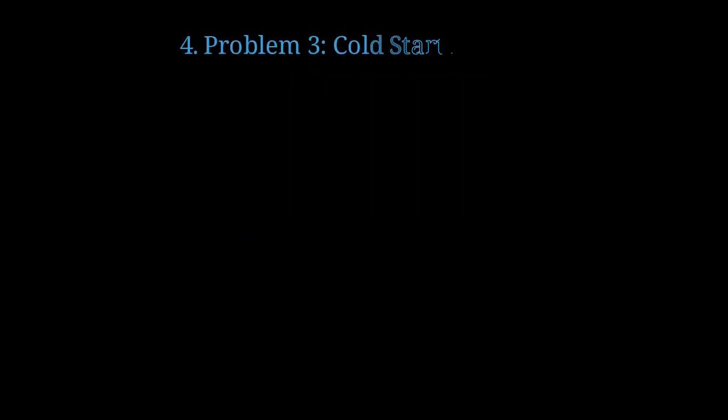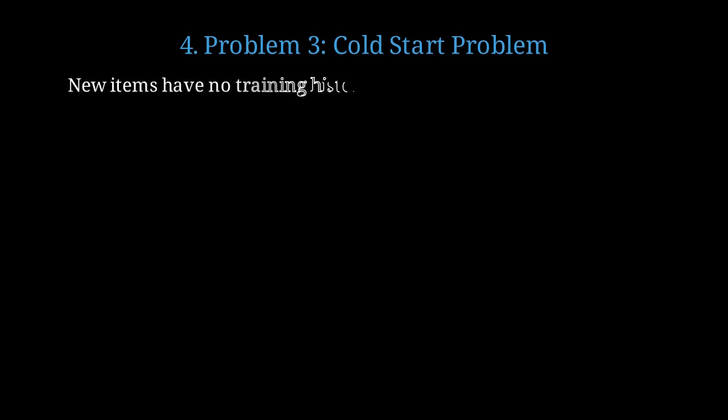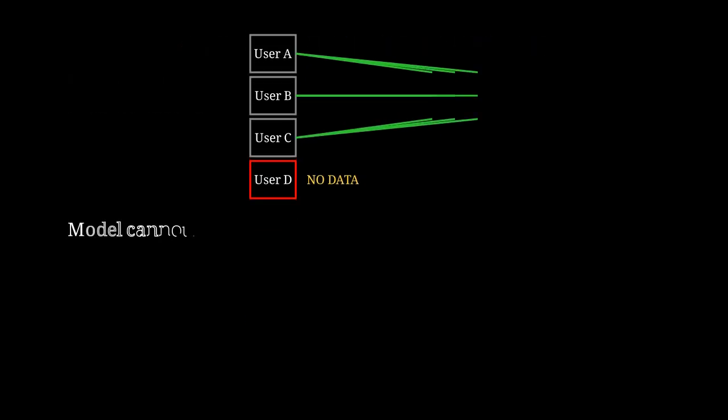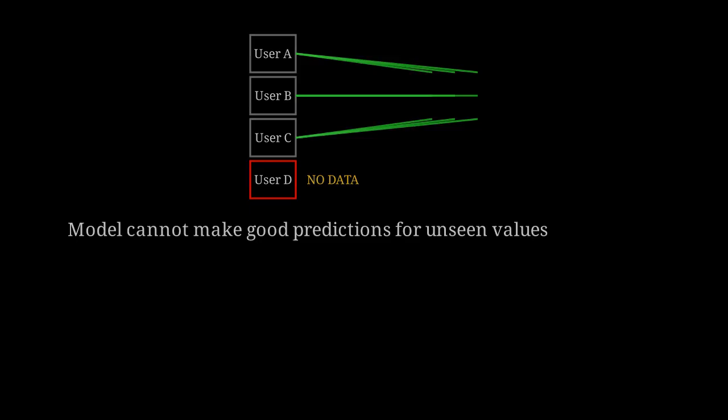The third problem is the cold start issue with new categorical values. When a new user signs up or a new product launches, there's no training history, so the model has no learned representation for that value. Existing users have training data shown by green connections, but new user D has no data at all, creating a cold start problem. Without any training history, the model cannot make accurate predictions for these new categorical values, degrading performance.